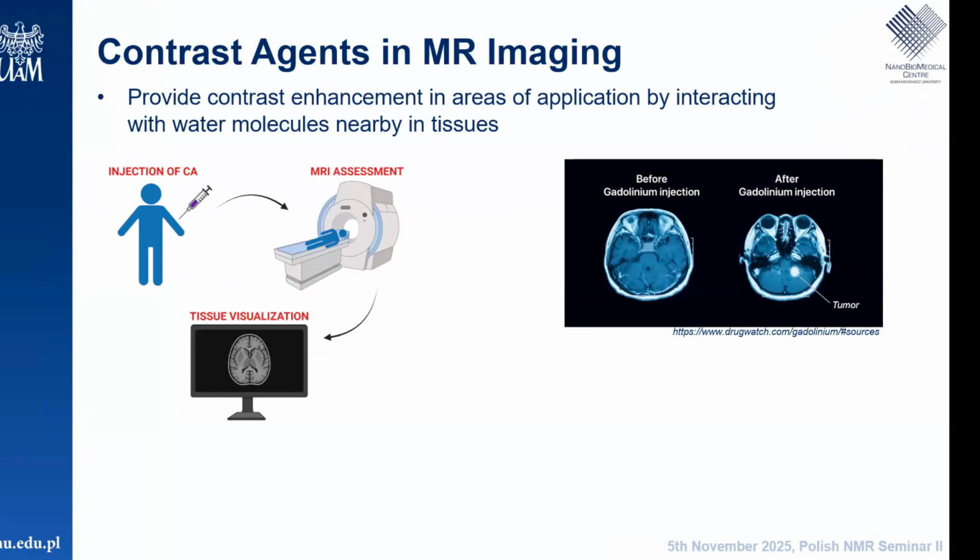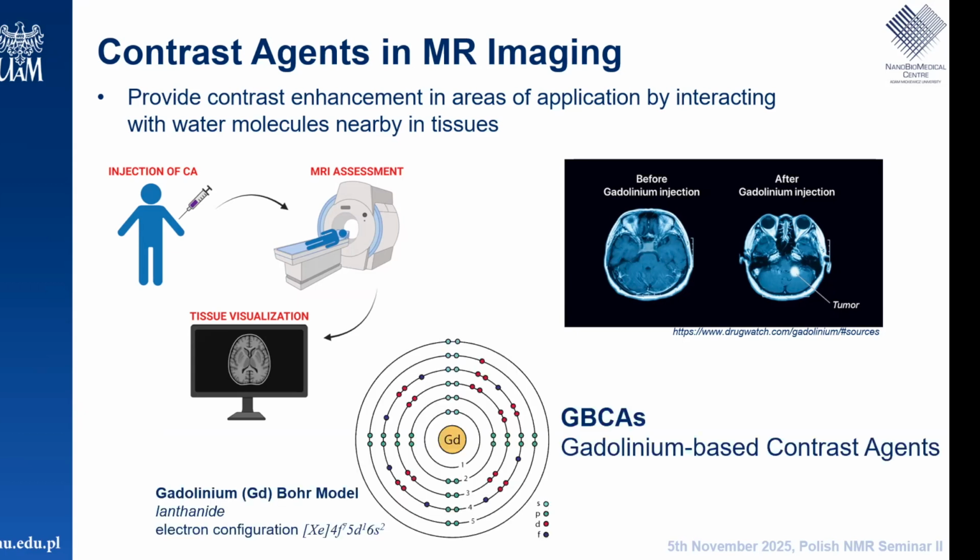Although magnetic resonance imaging, so MRI, is an advanced method which provides more accurate images than other methods, sometimes it is necessary to use contrast agent to have a better contrast, to have a better image. So contrast agents provide contrast enhancement in areas of application by interacting with water molecules nearby in tissue. But today I would like to focus on the paramagnetic group of the contrast agent, especially gadolinium-based contrast agent.